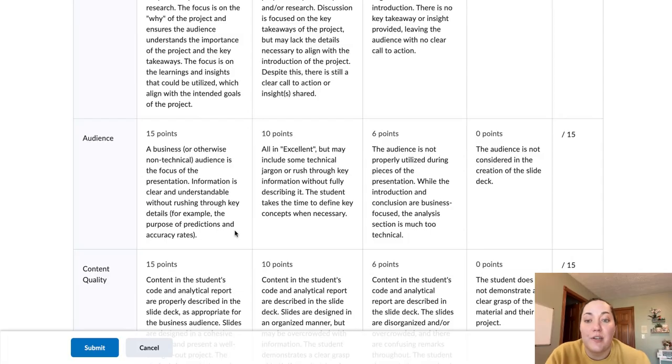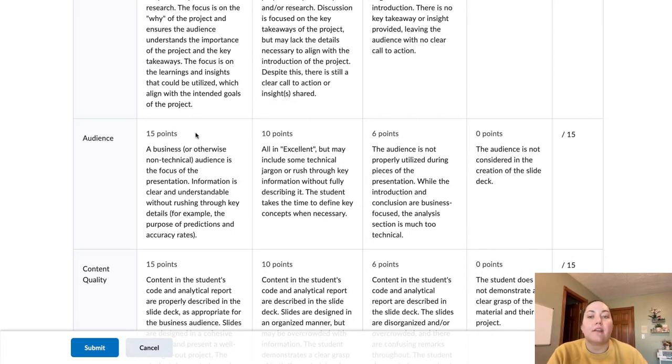And I put an example here. If you're talking a lot about predictions and accuracy rates, but you don't define what that means, that can lose your audience very quickly. So if you have to talk about accuracy rates to make your point, define accuracy rates and use a clear example, use pictures.